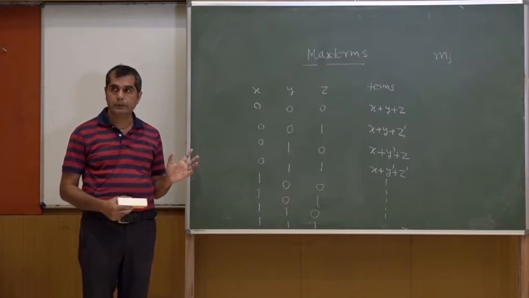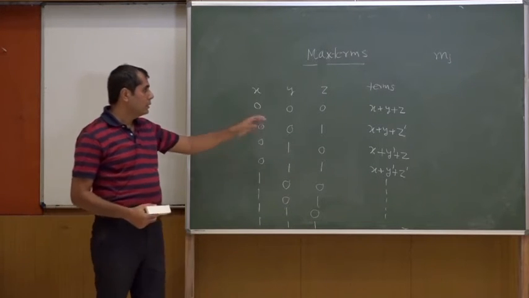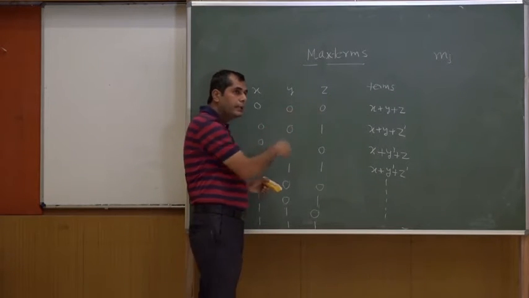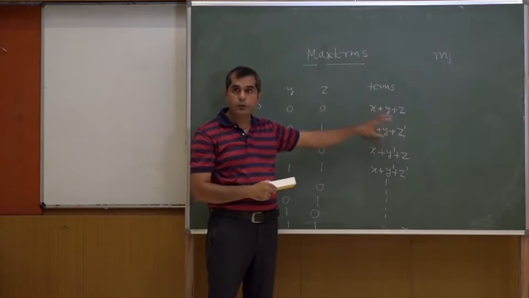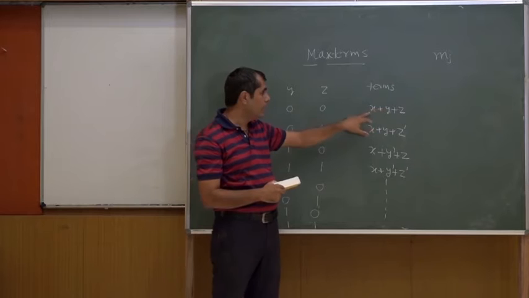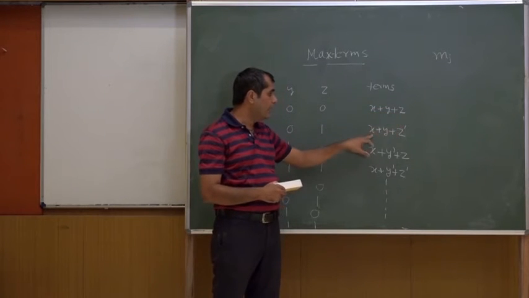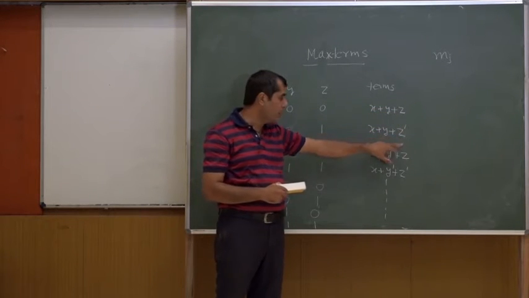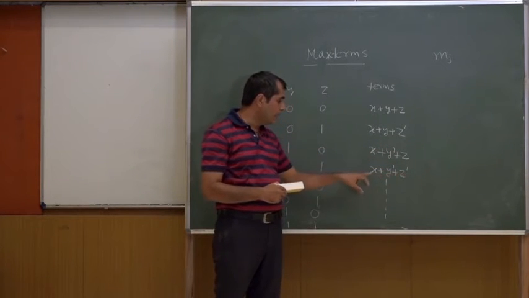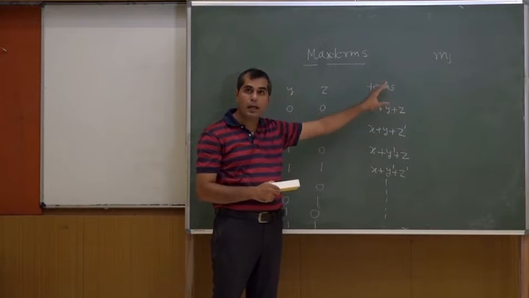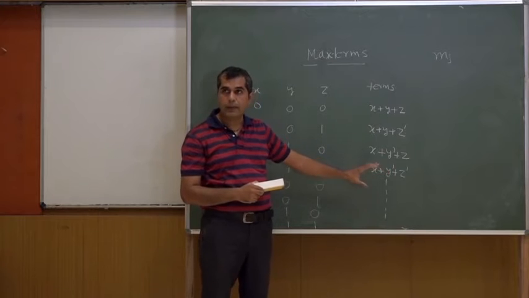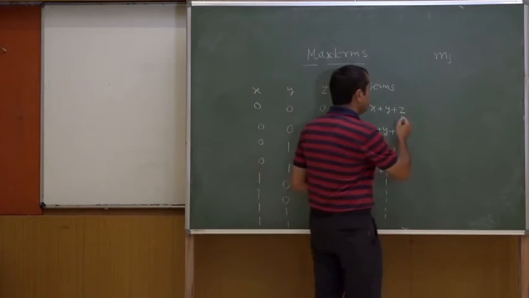Okay. Is it clear? What we do here? We just perform the OR operation with 3 variables and write all 8 possible combinations. Those 8 possible combinations are basically called max terms. So here x plus y plus z and x plus y plus z bar, x plus y bar z, x plus y bar z bar, and then x bar plus y plus z, all are max terms for the 3 variables x, y and z. Okay. And these are designated in the following manner.